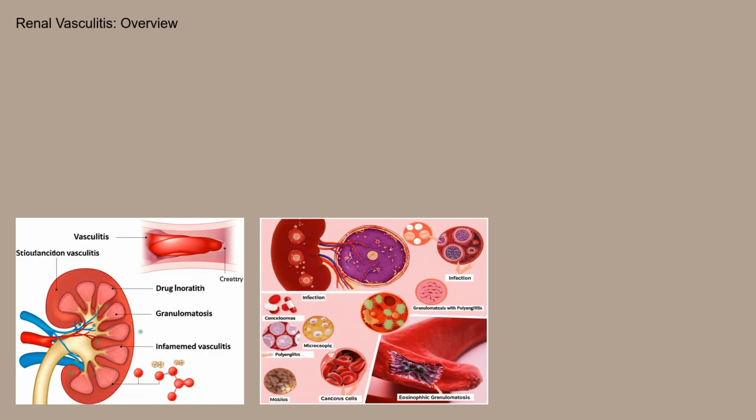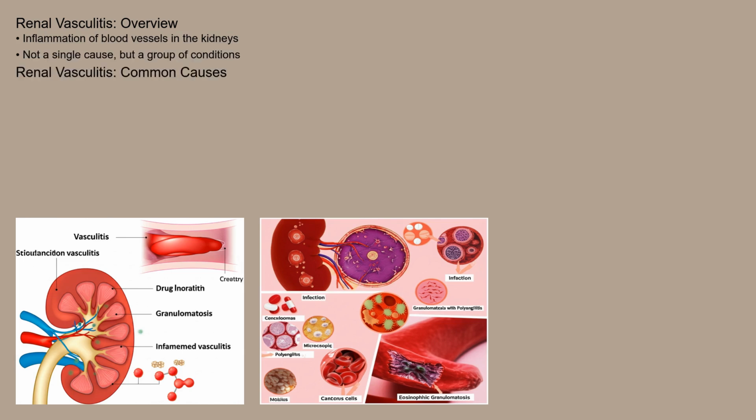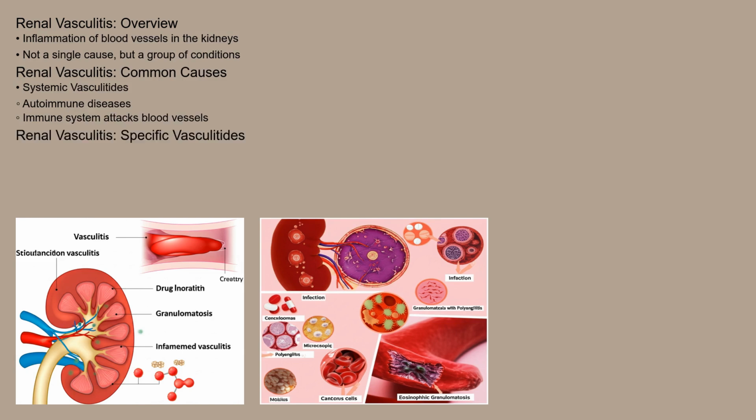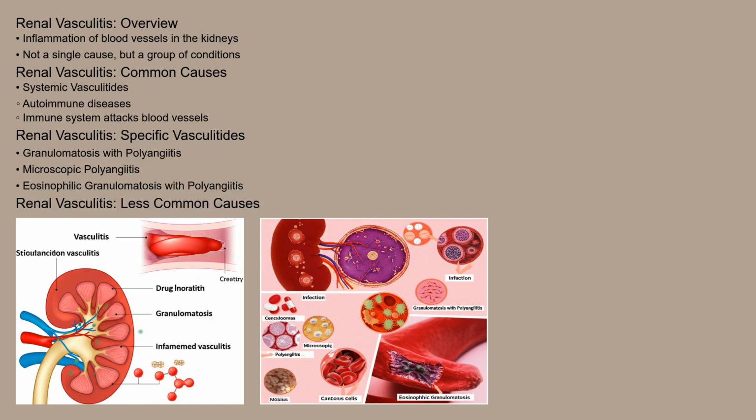Renal vasculitis isn't caused by a single factor, but rather a group of conditions where inflammation targets the blood vessels in the kidneys. Many cases are related to systemic vasculitides, which are autoimmune diseases where the body's immune system mistakenly attacks its own blood vessels. These can include conditions like granulomatosis with polyangiitis, microscopic polyangiitis, and eosinophilic granulomatosis with polyangiitis. Certain infections, drug reactions, and even some cancers can also trigger renal vasculitis, though these are less common.